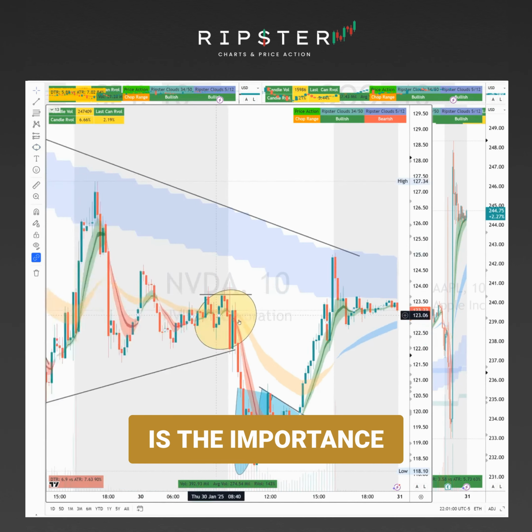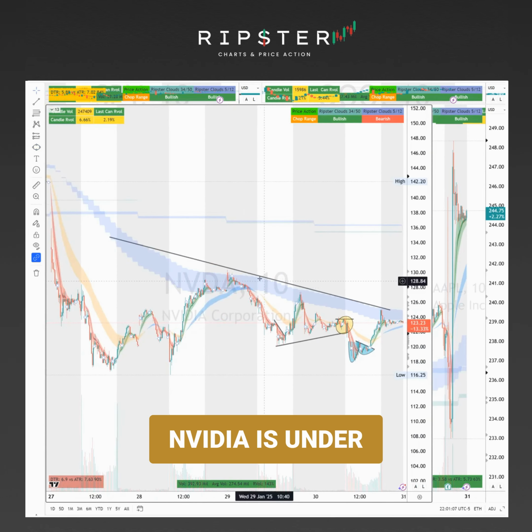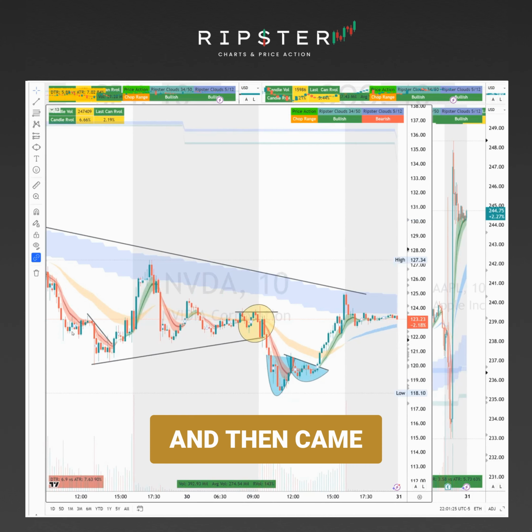The one thing you need to know, guys, is the importance of the 1 hour MTF cloud. 1 hour trend is bearish, just like I showed you what Tesla was doing. Nvidia is under the 1 hour trend, daily trend bearish. Everything is bearish. So you see, we were heavy, no longs. We were short versus 123. 120 gave up. It fell lower. And then came the curls.